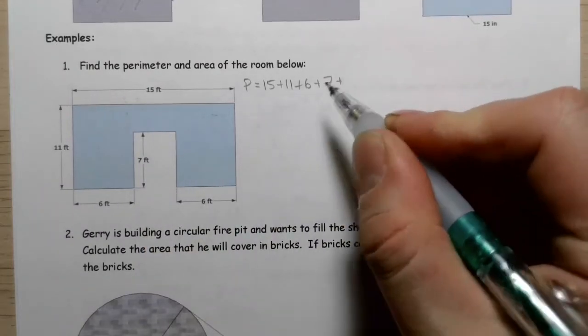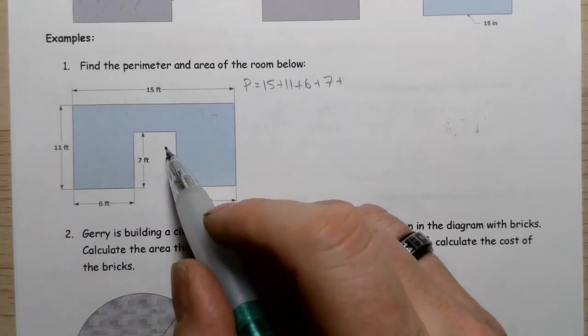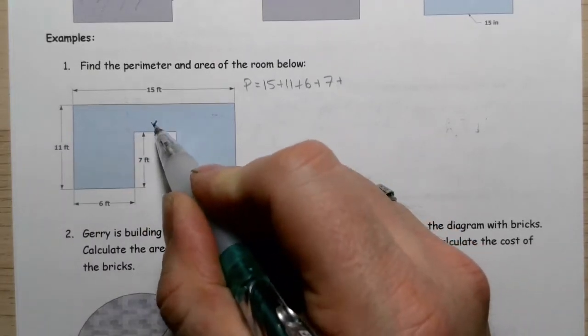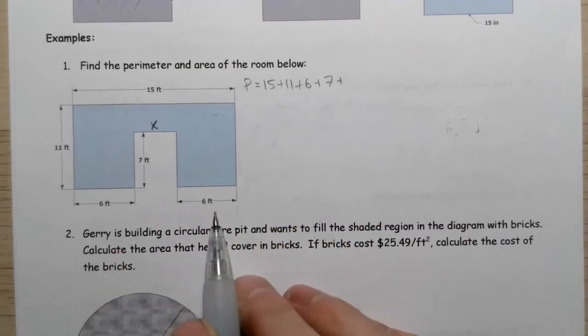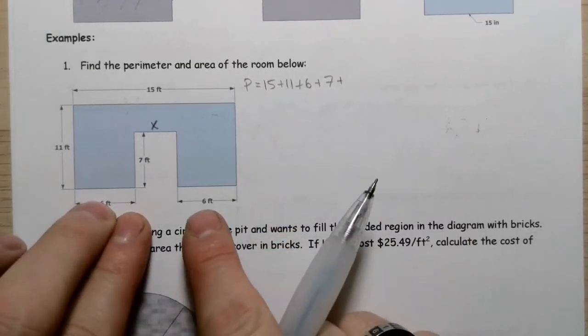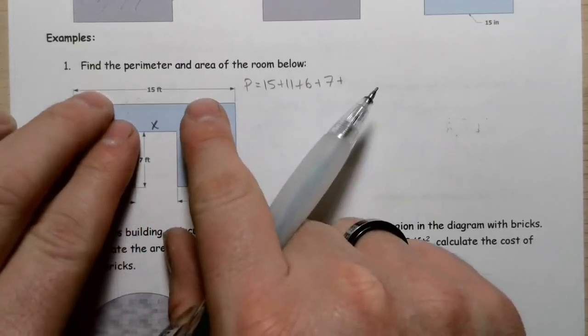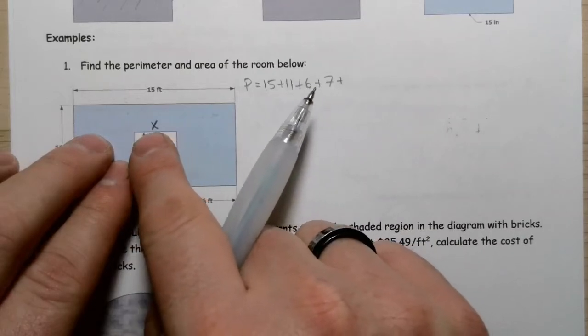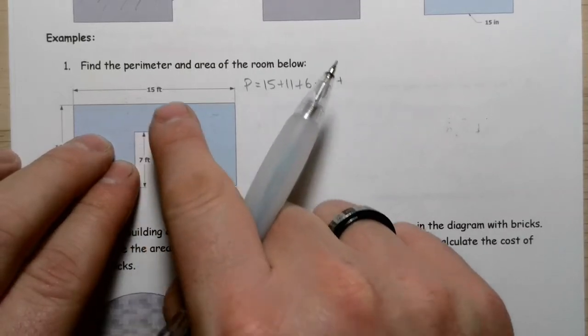So 7 plus... Oh, okay, well, wait a minute. I don't know what that is. So let's put an X here. Let's just think about this. Okay, this is 6 and this is 6. Okay, that helps us out here. If this is 6 and this is 6, together that's 12. When you compare that to the 15 up top here, that means there's 3 that are missing.